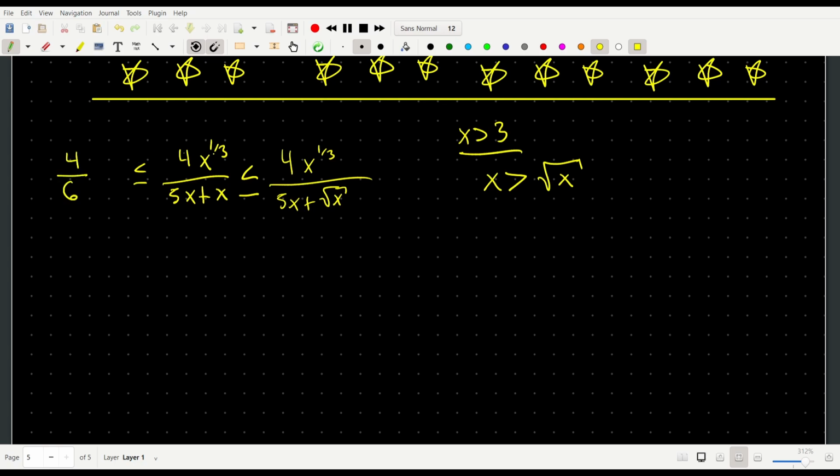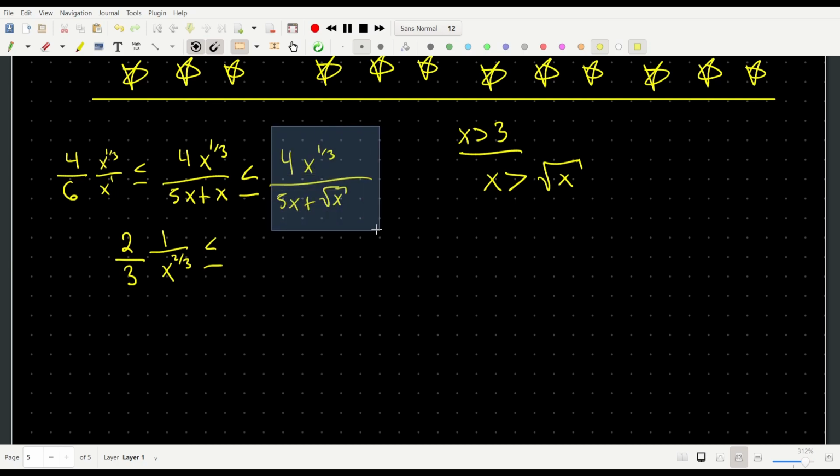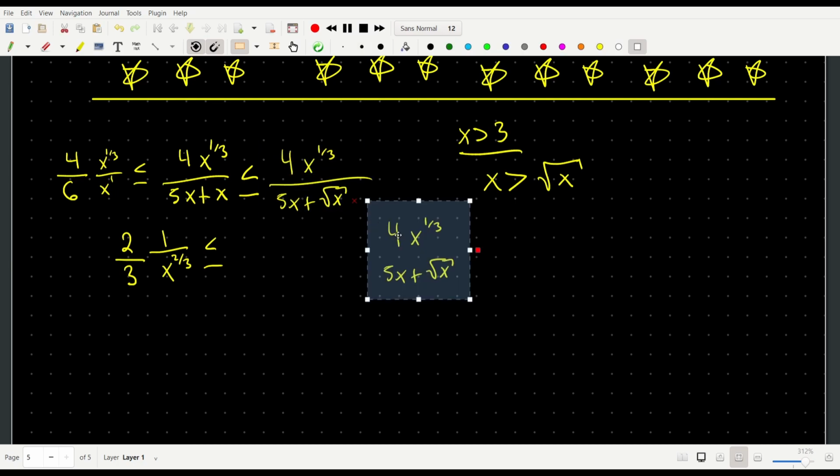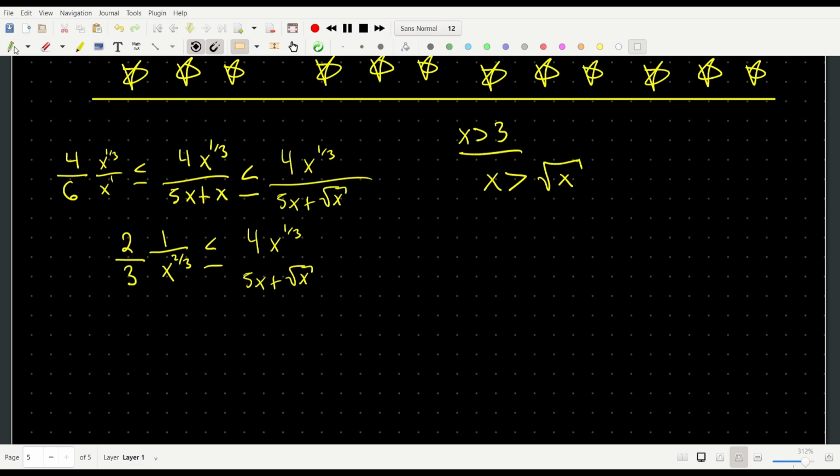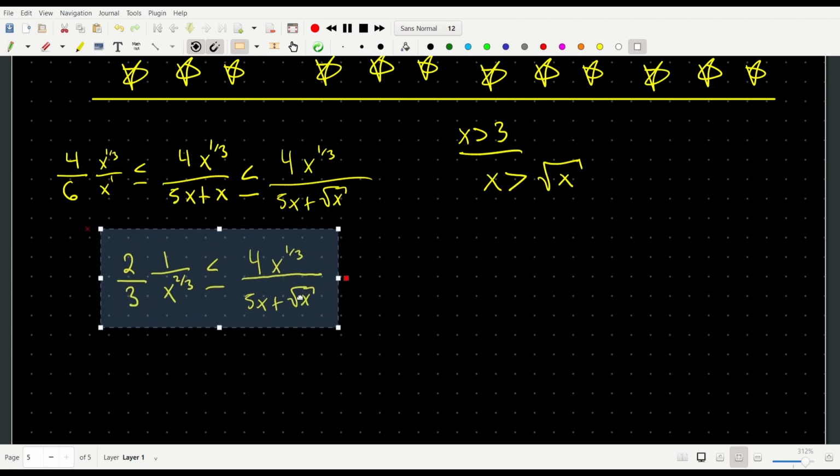And this is great because it really simplifies our comparison function. In the denominator, it becomes 6 times x. And in the numerator, we have 4 times x to the 1/3, which simplifies down to 2/3 times 1 over x to the 2/3. And what we've shown now is that a lower bound for our unknown complicated function that we don't want to get the integral of is this 2/3 times 1 over x to the 2/3.